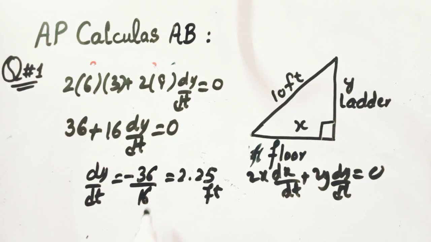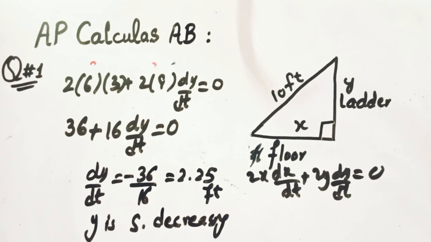Don't panic about the negative sign. It's not a mistake, it's calculus talking to you. y represents the vertical height, and as the ladder slides out, the top drops, meaning y is strictly decreasing. And a quantity that decreases over time yields a negative rate of change.